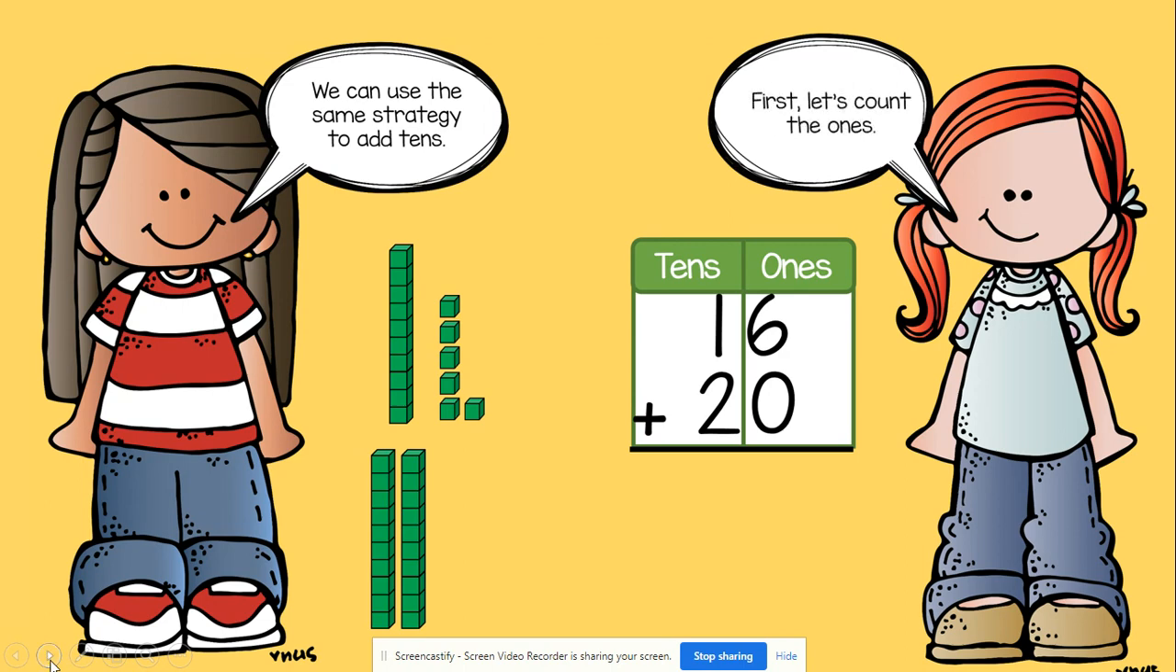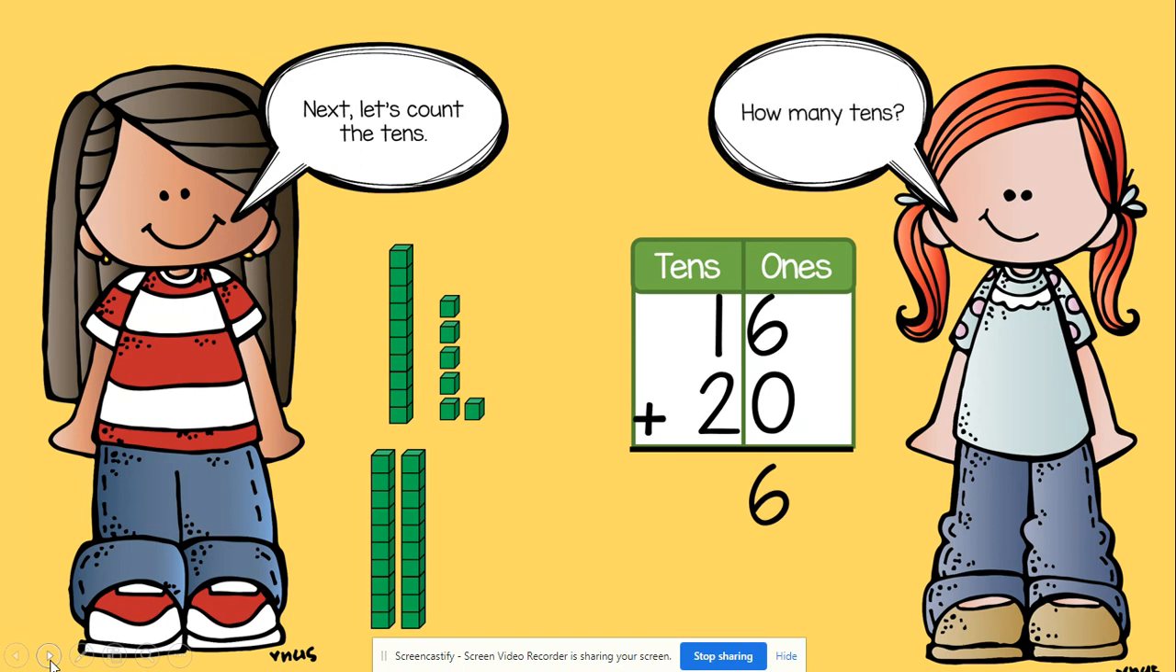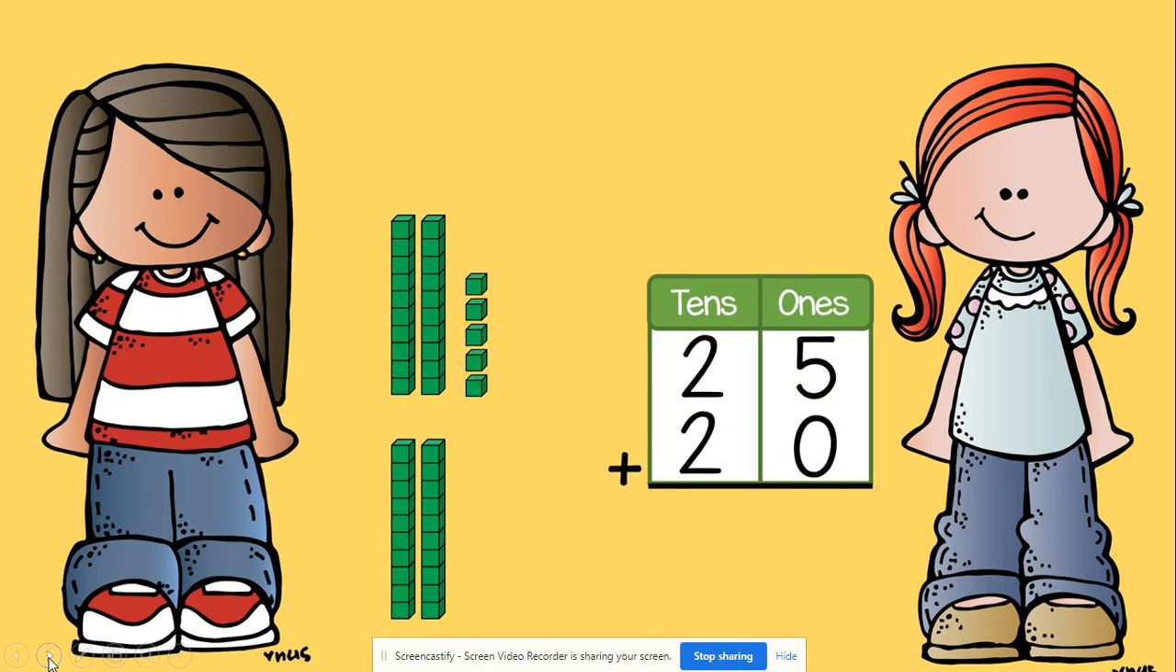First, let's count the ones. How many ones are there? 1, 2, 3, 4, 5, 6. 6 plus 0 is 6. Next, let's count the tens. How many tens are there? 1, 2, 3. 2 plus 1 is 3. 36.